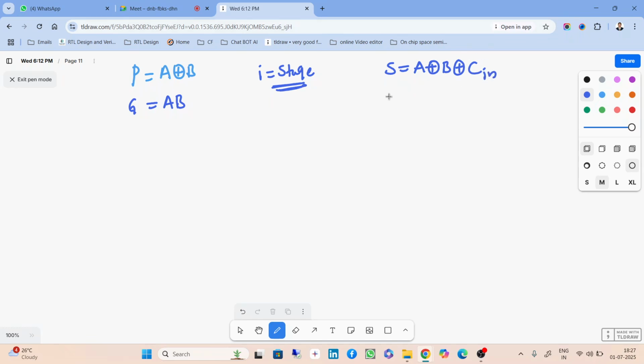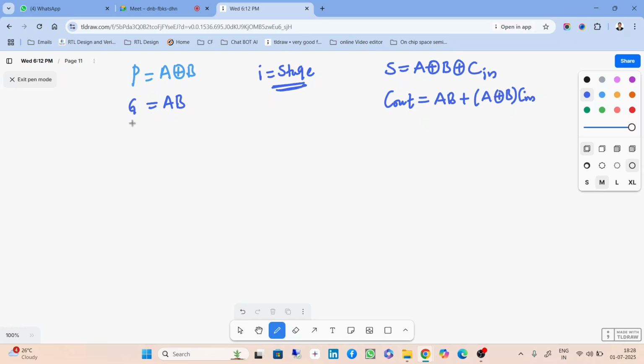And next for carry out. AB plus... Okay, that is fine. We realized the full adder by using two half adders. No, that expression you tell me. Sir, AB plus A XOR B into Cin. In this one you got it, no? Yes, sir. Okay.